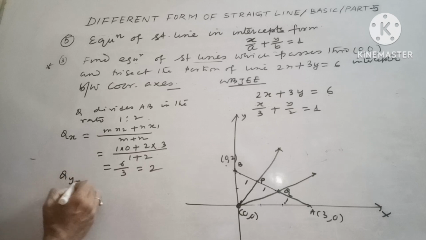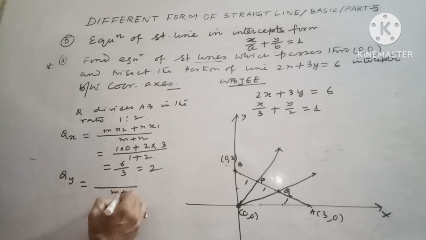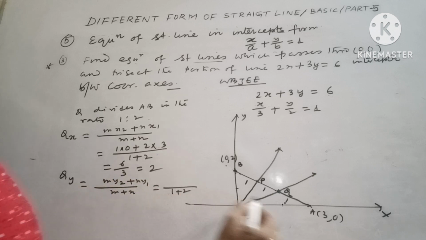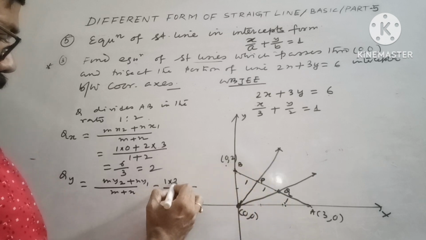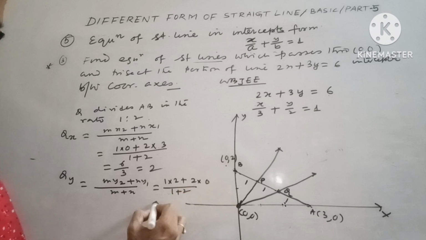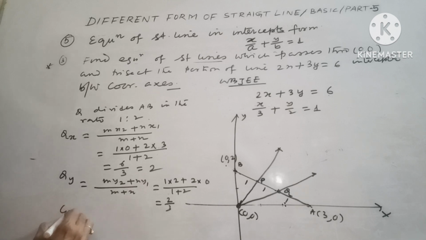Now, what is the y coordinate of Q? Write the formula first: (m y2 plus n y1). So, 1 into 2 plus 2 into 0. So you are getting 2 by 3. So, what is the coordinate of Q? The coordinate of Q is (2, 2/3).